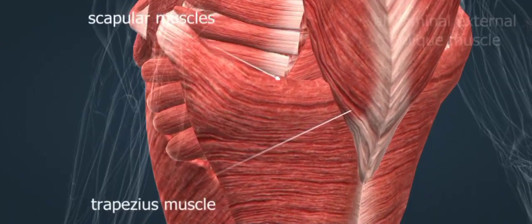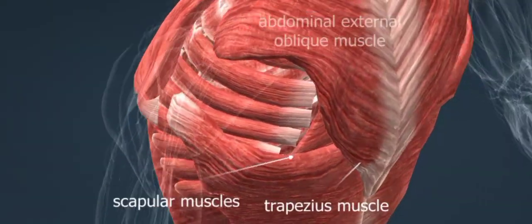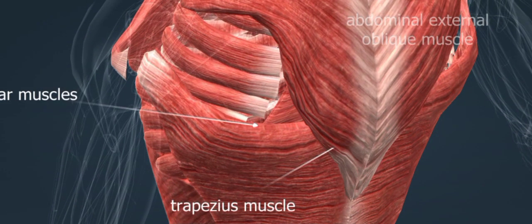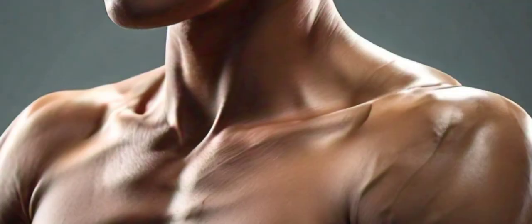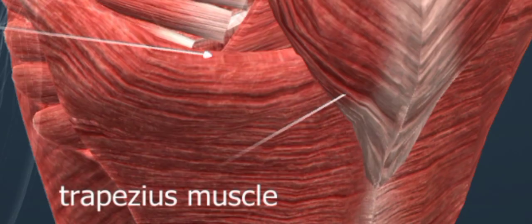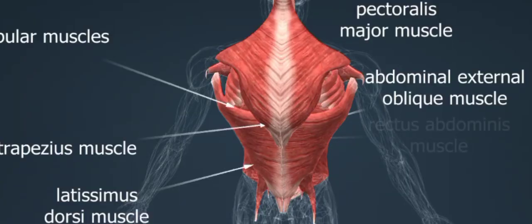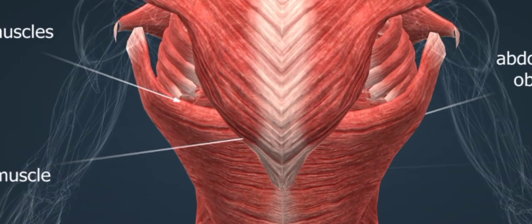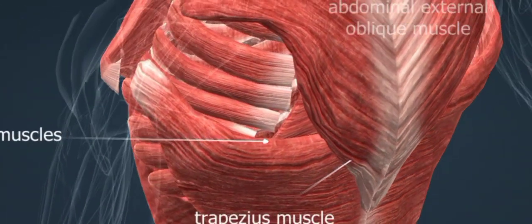The trapezius works with the serratus anterior to rotate the scapula upward, a movement crucial for raising the arms overhead. Number 5 is neck extension and lateral flexion. The trapezius helps extend the neck backward and allows for tilting the head to the side. Number 6 is postural support. The trapezius helps maintain proper posture by stabilizing the scapulae and supporting the spine and shoulders. Overall, the trapezius muscle is essential for shoulder mobility, upper body strength, and maintaining posture.